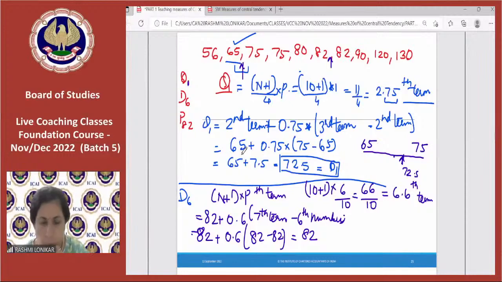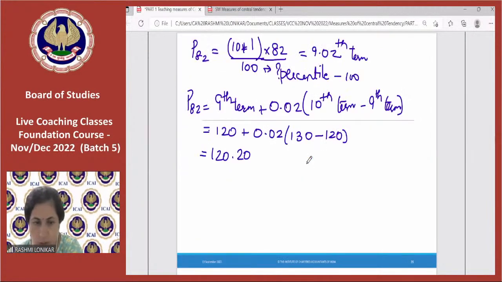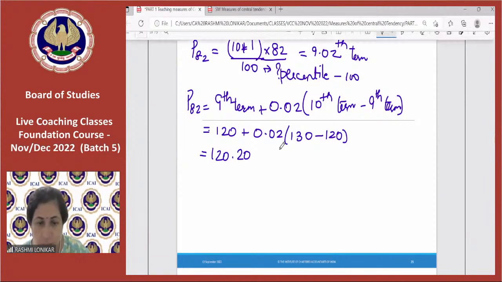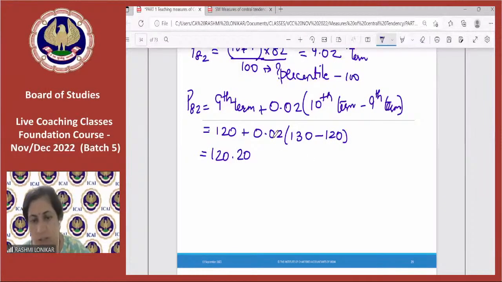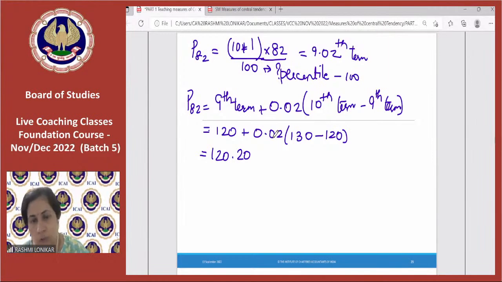Say it is not 122, it is 120.2, because see the denominator, it is 0.02. So 0.02 into 10 will be 0.2. Yes, Sakshi, very good.